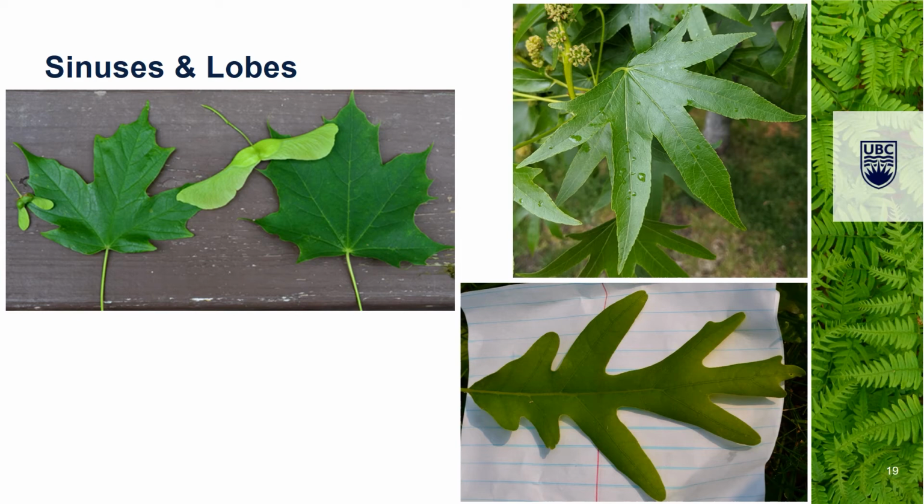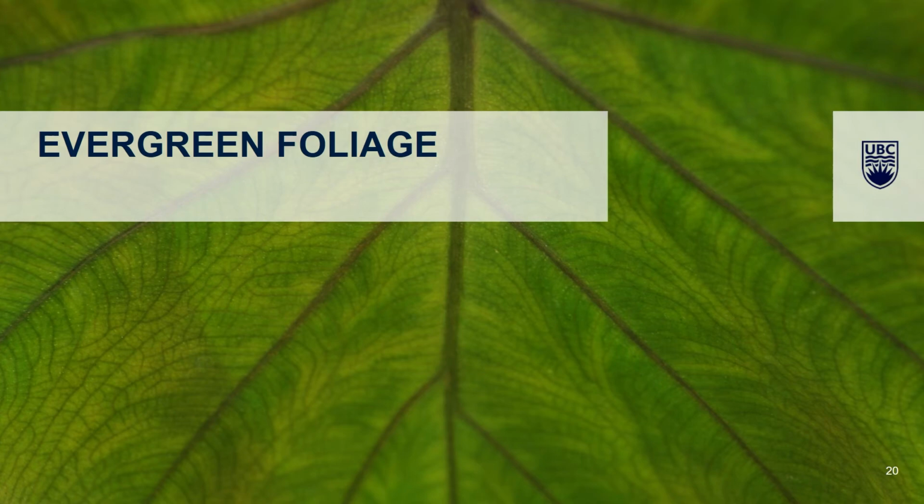The number of lobes and depth of sinuses can be used to help speciate oaks, but you should always use the bark or acorns or buds to confirm. All the information we discussed earlier focuses on broadleaf deciduous trees. So now we'll move on to evergreen foliage.